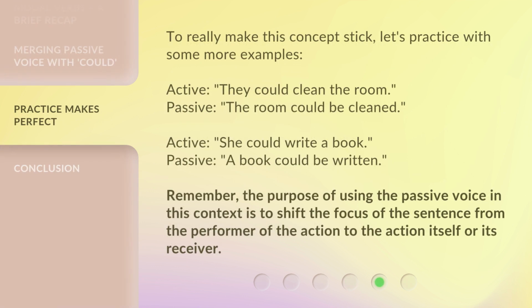To really make this concept stick, let's practice with some more examples. Active: they could clean the room. Passive: the room could be cleaned. Active: she could write a book. Passive: a book could be written. Remember, the purpose of using the passive voice in this context is to shift the focus of the sentence from the performer of the action to the action itself or its receiver.